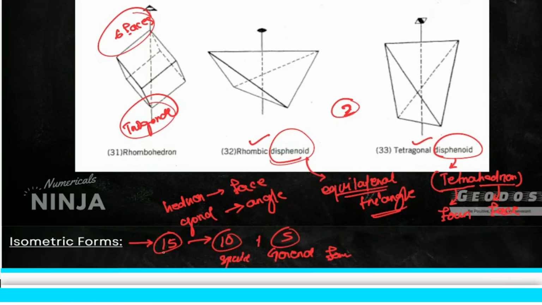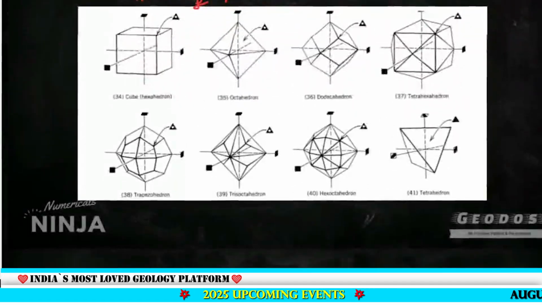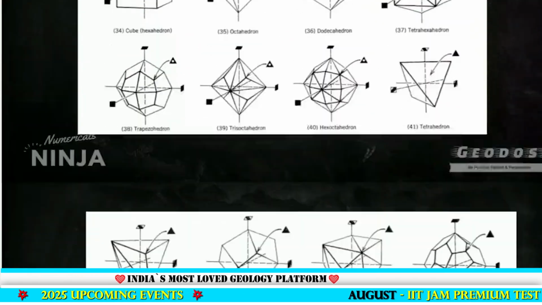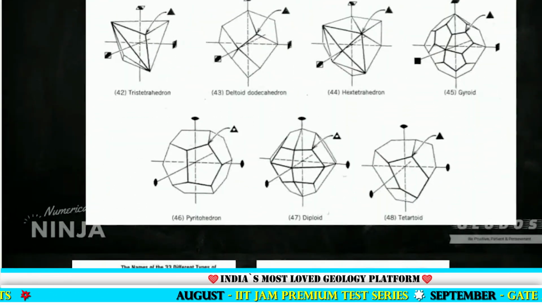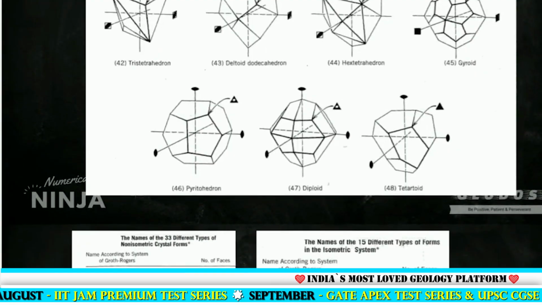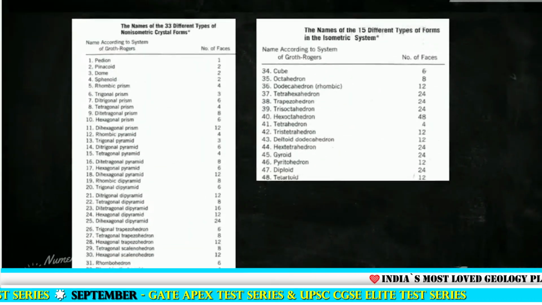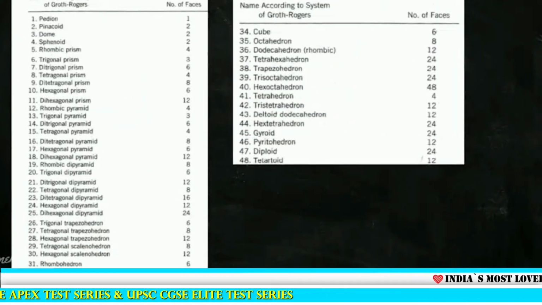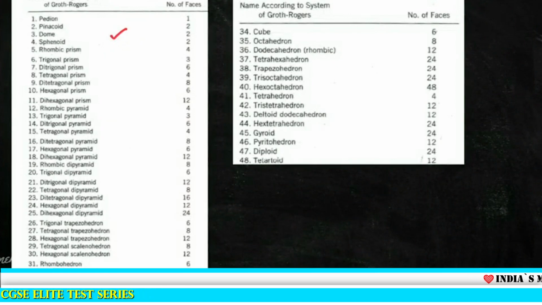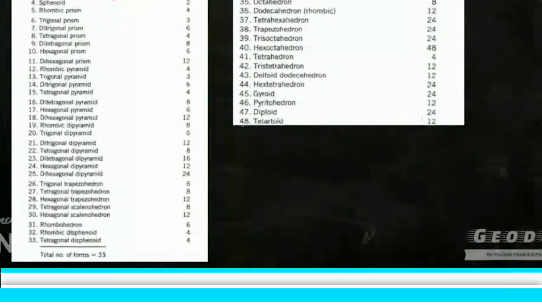How many closed forms are there in case of the isometric? All. ठीक है, all are closed form. ठीक है, you can see there will be 8 and these are the 7. So these are the things you just have to remember. Okay, so there is all 48 forms. 33 I have already told you, these are the non-isometric, and isometric cases में कितना होता है 15. Okay, 33, 15 and all total it will be 48.